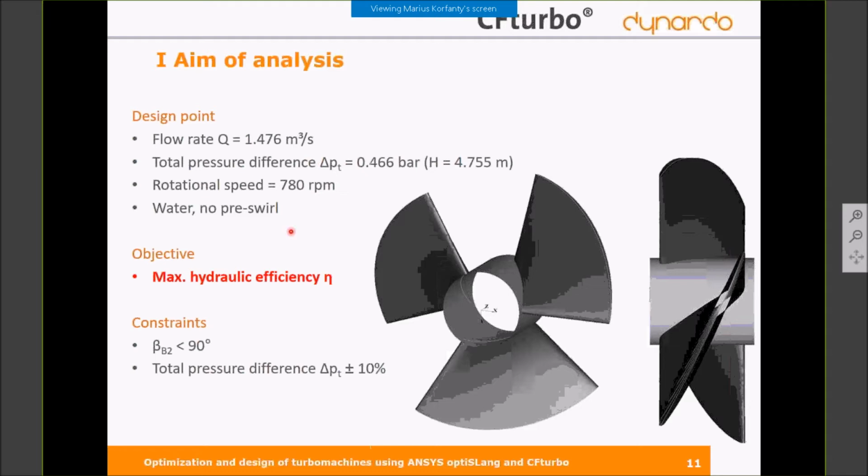The pump should have the best possible efficiency, and maximizing the efficiency will be the main objective of our optimization process. Additionally, two constraints have been imposed. The blade angle should be lower than 90 degrees, and the total pressure difference or the total head should be within a range of plus minus 10% of its nominal value.